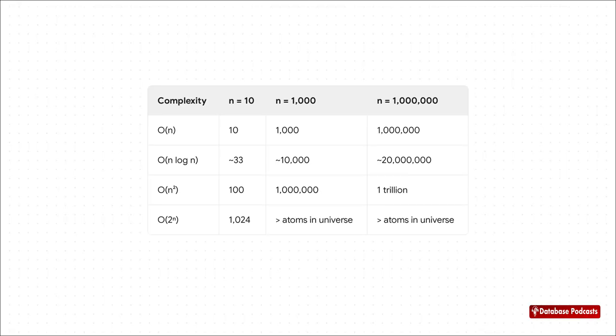Okay, this table right here, this is where it all clicks. This is where the theory gets real and honestly a little bit scary. Look, with just 10 items, who cares, right? The differences are tiny. But watch what happens when we get to 1,000,000 items. The linear algorithm is fine, but the quadratic one is already at 1,000,000,000,000 operations. 1,000,000,000,000. And the exponential one, forget about it. The number is literally too big to even write down. That is the power of complexity.